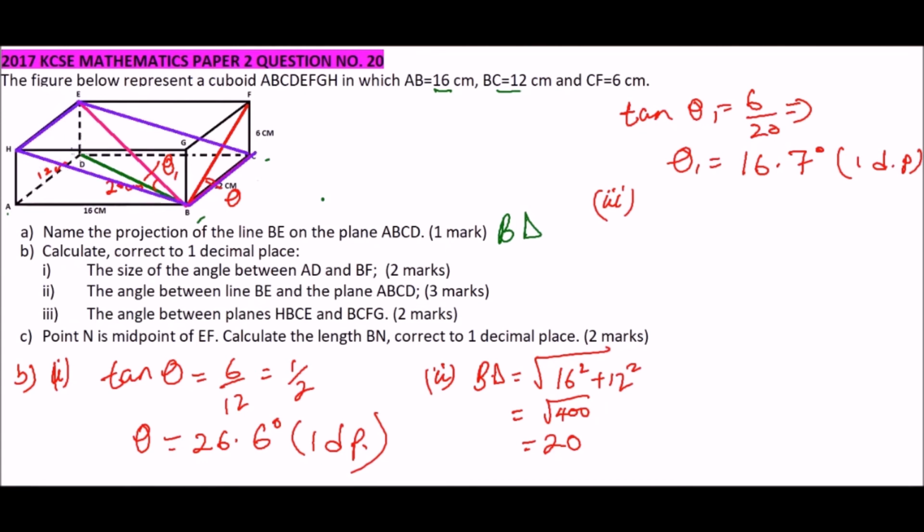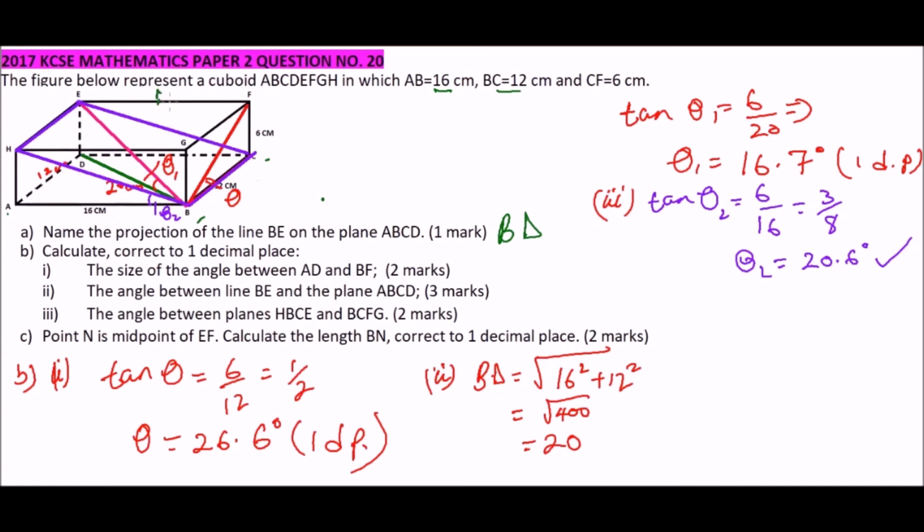So what is in blue is our plane HBCE, and therefore this is the angle that we are interested in. We can call it theta 2, and therefore tan theta 2 is equal to opposite, which is 6 divided by 16, and if we divide by 2, this is 3 over 8. Tan inverse of this means our theta 2 is equal to 20.6 degrees. So that's how we work it out. Part C of the question says point N is the midpoint of EF. So this is where we have EF.